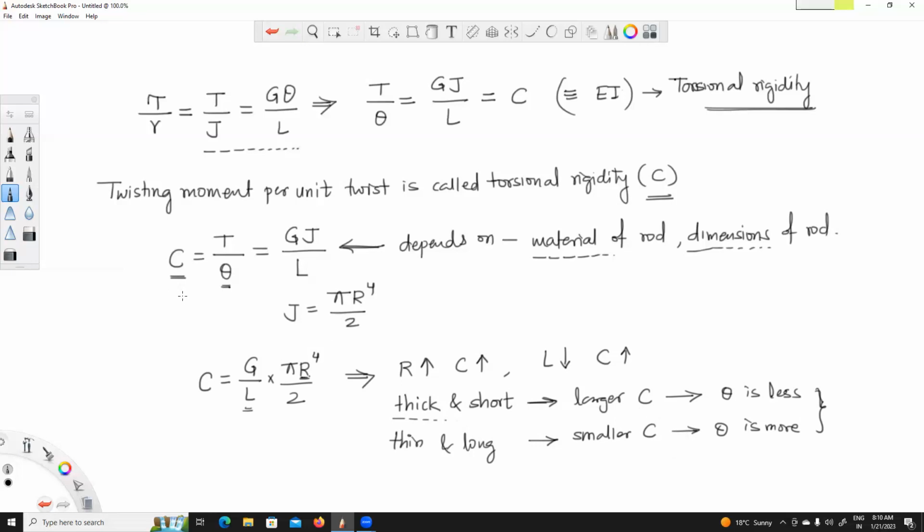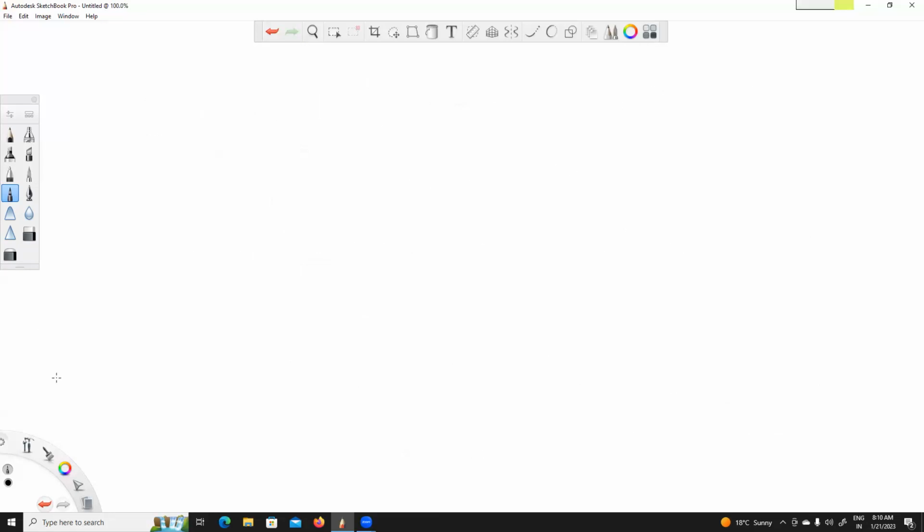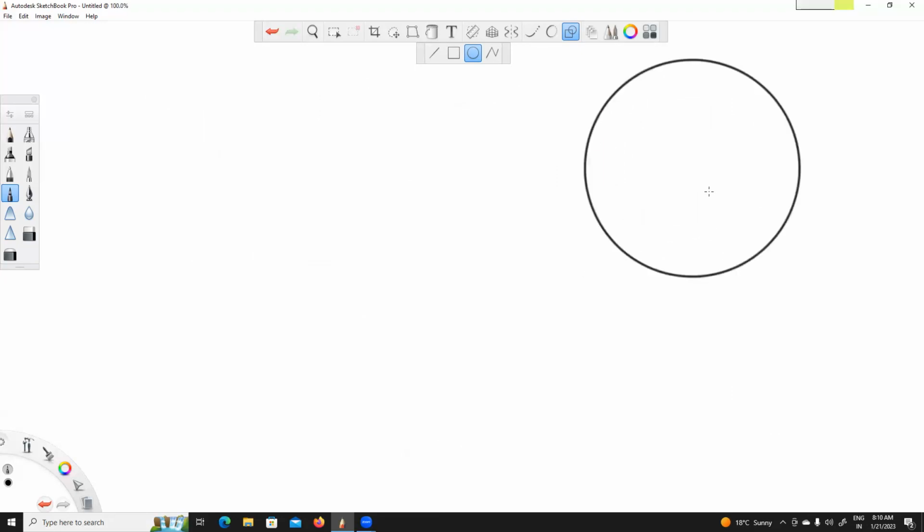Now we'll briefly understand what is meant by polar moment of inertia of a circular cross section, and then we'll stop, and in the next class we'll discuss the torsional pendulum. So let us draw a diagram for that. Suppose this is the cross sectional area, a circular cross sectional area. In that, let us assume a small cross sectional area, again with a certain thickness.